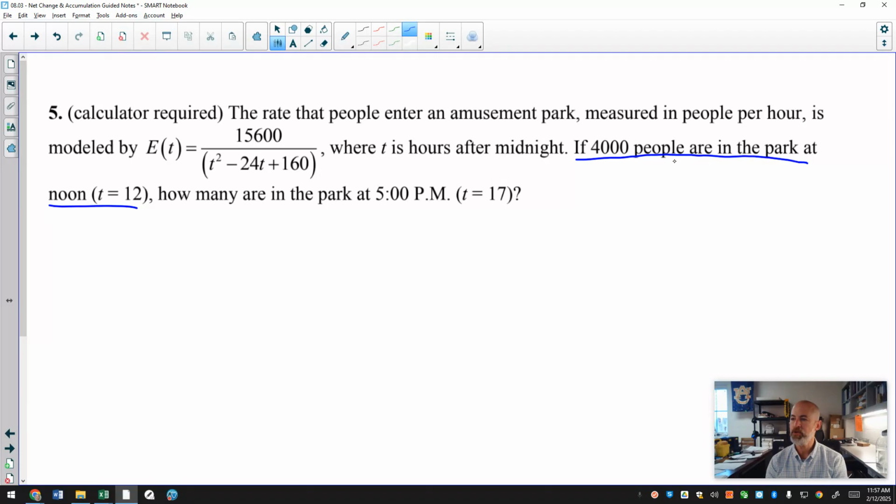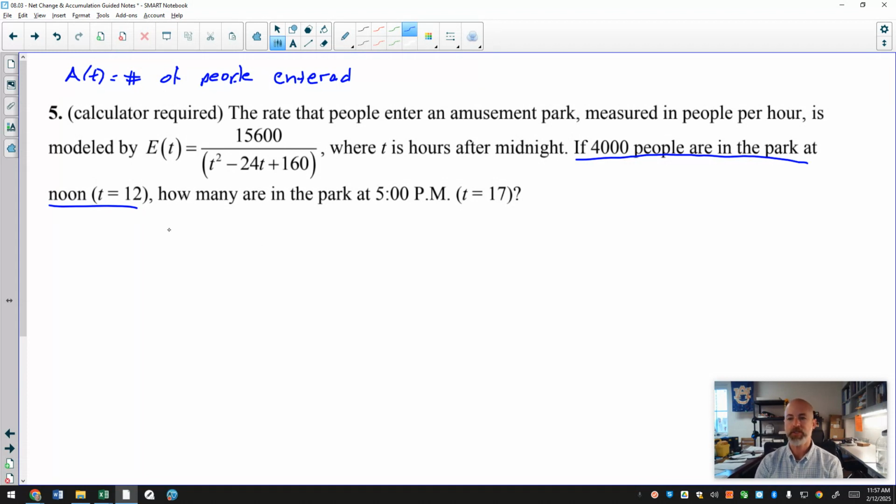And so what I might do on this one, I have a function for the rate that people are in the park. I'm going to say A of t is the number of people who enter the park. Okay, I'm seeing a slight error in how I worded this. Instead of in the park, I should have said 4,000 people have entered the park. We'll just work under the assumption nobody's leaving. The park's locked. They can't escape. So people are entering the park.